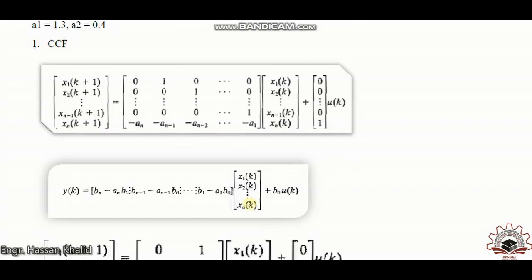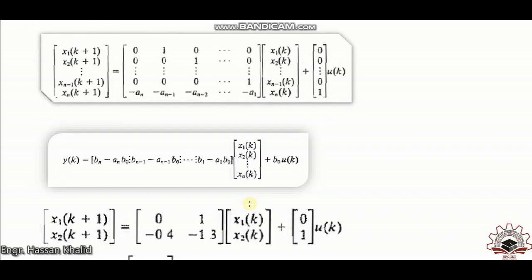Now if you remember this controllable canonical form equation, generally it was written as, so first of all let's define the order of the matrix. Since n is equal to 2, it will have 2 rows and 2 columns, and it is standardly defined by this equation, 0 and 1 as the first row.